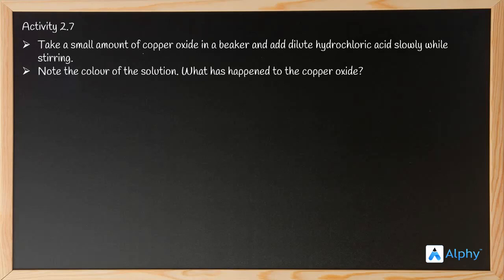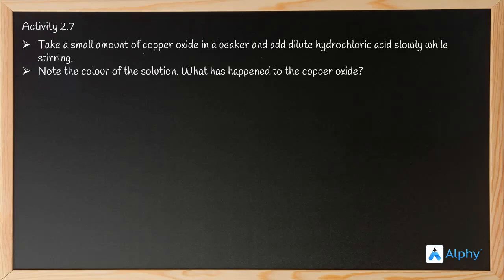Initially, copper oxide itself is black in color and dilute hydrochloric acid is just colorless, right? So the setup is adding black colored copper oxide into a colorless acid, okay? So, this is how the setup will be. And over here we are being asked to note the color of the solution because there is a drastic color change you are going to observe, okay? And we are being asked what has happened to copper oxide.